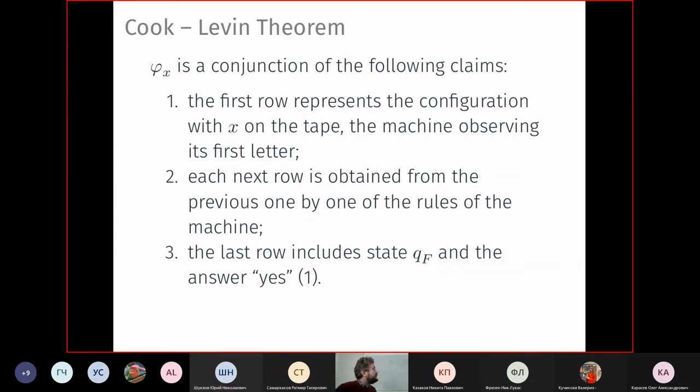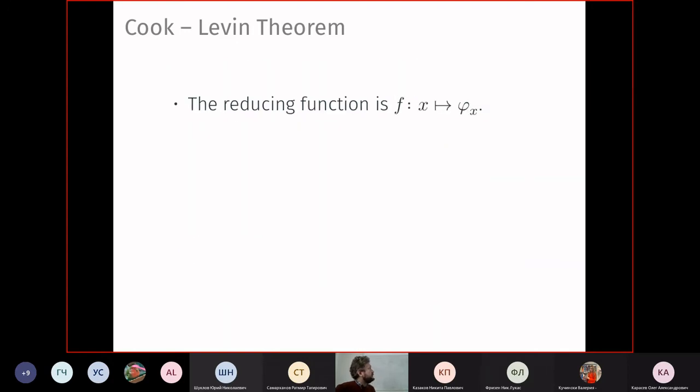Why? Because the size of the matrix is polynomial, and the size of the machine itself is fixed. So we are not obliged to be polynomial in the number of states, in the number of letters in the alphabet, etc., because this is all fixed. It does not depend on the input. The only thing that depends on the input is the size of this matrix. And therefore this formula again is going to be huge, but it's of polynomial size. And this is all expressed with a Boolean formula.